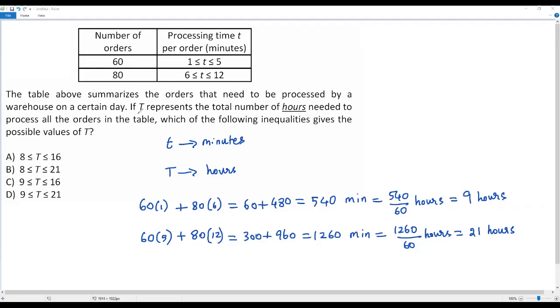Now let's go over this particular information in the question. That is, this capital T represents a total number of hours needed to process all the orders in the table above. So the capital T over here and the results we got represent the same thing: the total number of hours needed to process all the orders in the table. So for this capital T, 9 is the minimum value and 21 is the maximum value. It can be written as an inequality, that is 9 less than or equal to capital T less than or equal to 21. We find this inequality exactly in answer choice D. So the correct answer choice for this question is D.